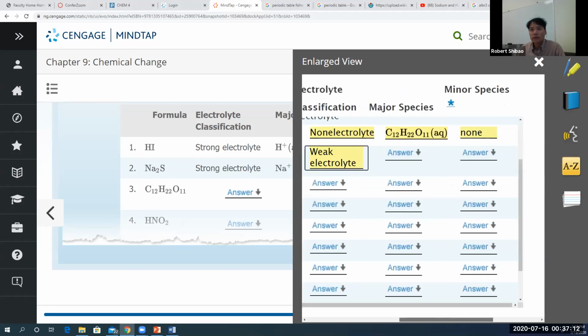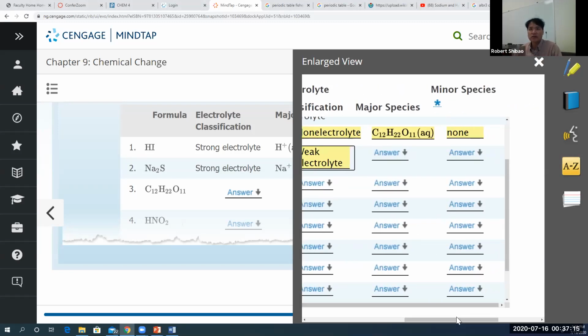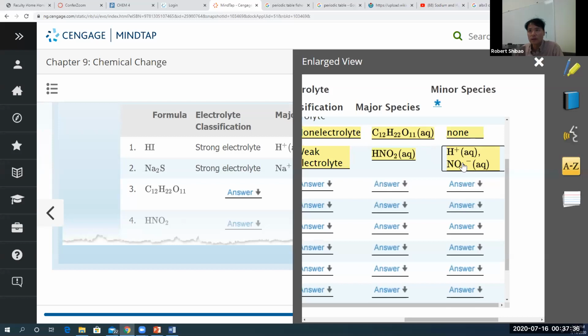What weak electrolytes do is they partially break apart. And so the major species is the molecule HNO2 together. The minor species would be a small fraction of these HNO2 molecules breaking apart into the ions. What are the ions? H plus and NO2 minus. So we expect this solution to consist mostly of HNO2 molecules and a tiny bit of ions. So this will light the bulb up dimly because there's a small population of ions present here.